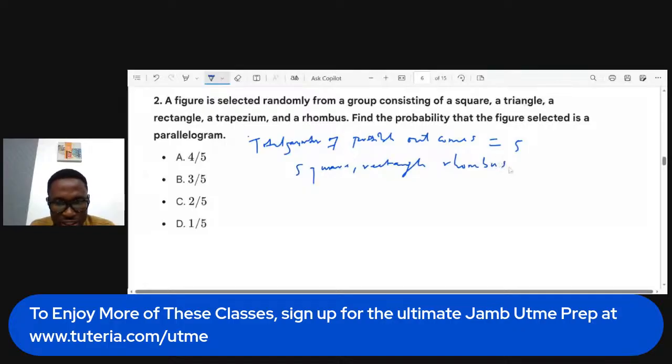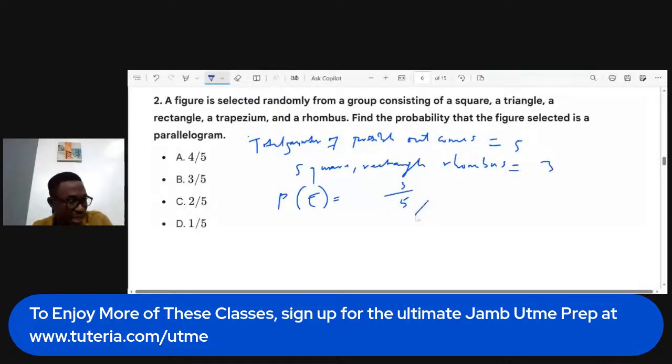That makes it how many shapes now? 3. So what's the probability of obtaining that a figure selected is a parallelogram? Let's represent it by E. Probability of E occurring, that is the probability of that event occurring, is the number of parallelograms that are there over the total number of possible outcomes.